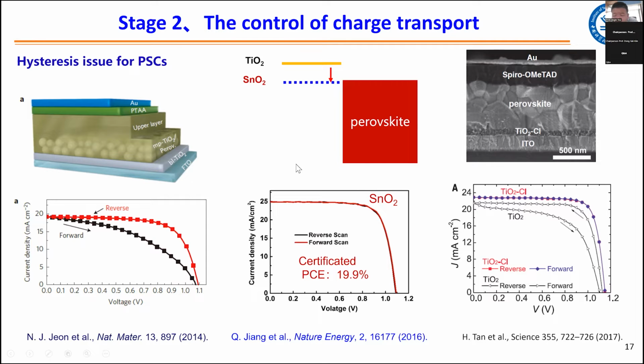And at that time, some people also found that if we modify the titanium oxide with chloride, they can also reduce hysteresis. However, they also found that after the chloride treatment of titanium oxide, the conduction band also shifted down. So this result confirms that if we can find a new electron transport layer, we can reduce the charge accumulation at this interface, and we can reduce the hysteresis.